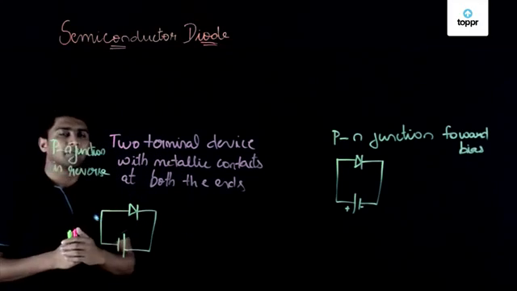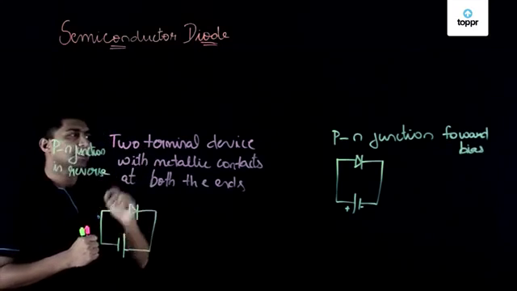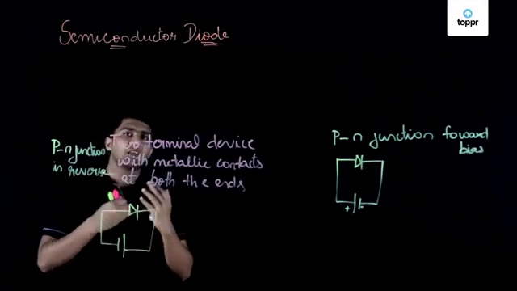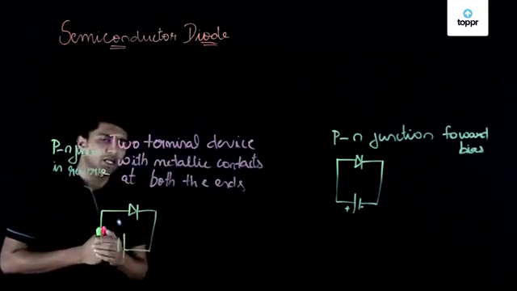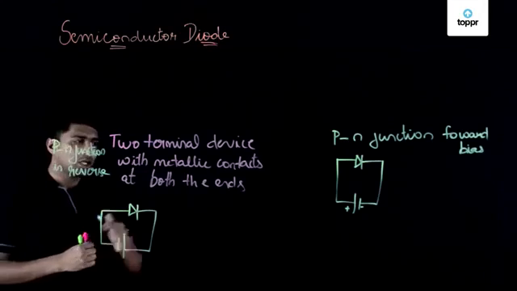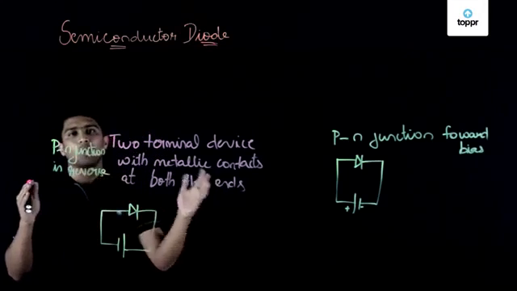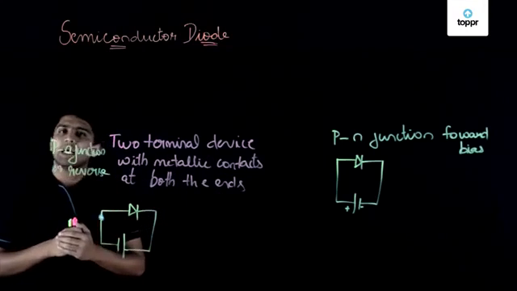We can connect the semiconductor diode in two manners, that is, in reverse bias as well as in forward bias. So basically a diode is a two-terminal device with metallic contacts at both the ends. And as I have already told, both the ends are metallic just to provide the external voltage.